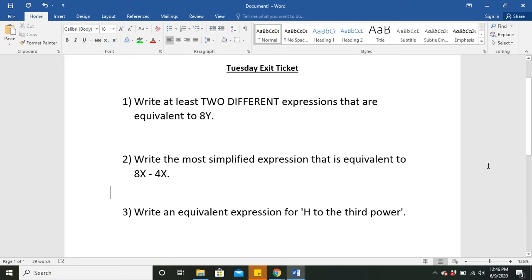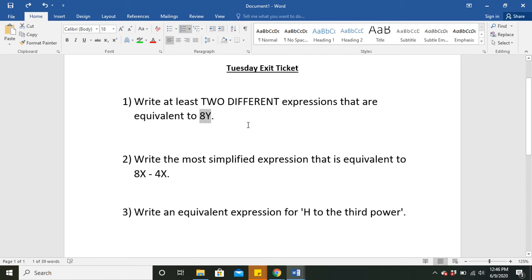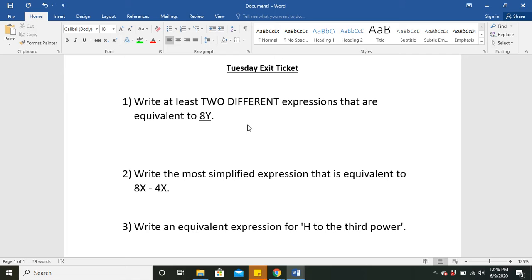We're going to go over the problems from yesterday's exit ticket, which we had some difficulty with. So we're going to start with question number 1, which said, write at least 2 different expressions that are equivalent to 8y. Now, most people noticed that we wanted to have a total of 8y, and so they wrote expressions where if they combined the terms, they would have a total of 8y.